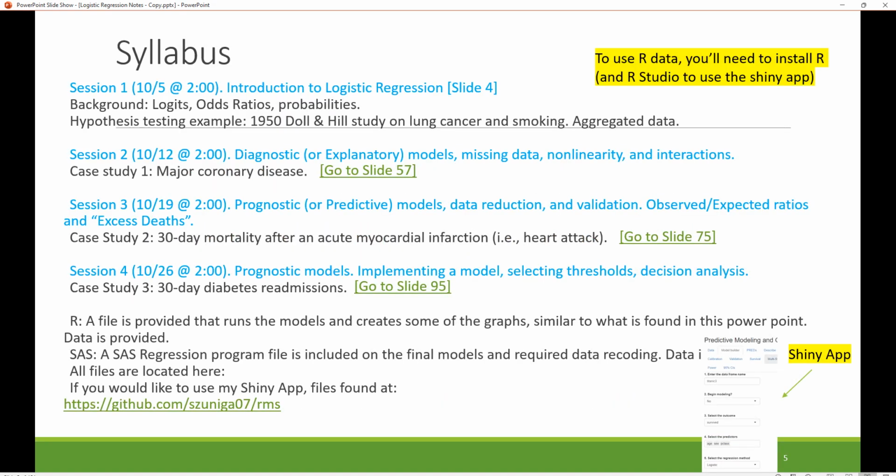In session 3, we're going to look at prognostic or predictive models, and we're going to examine topics of data reduction and validation, as well as observed expected ratios and excess deaths. Our second case study will be on 30-day mortality after an acute myocardial infarction, in other words, a heart attack. And so we'll go to that slide now.